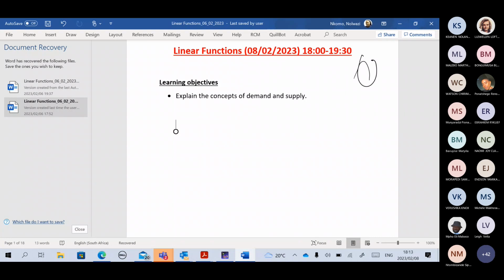And in this module, we'll only consider the simplest model of demand and supply, where the demand for a product depends only on price.